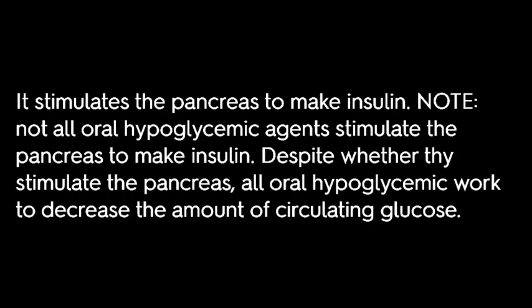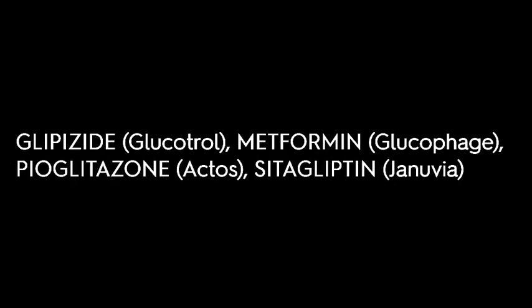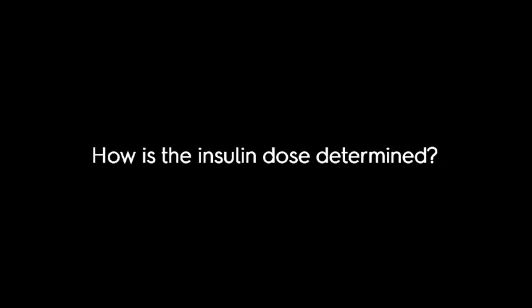Oral hypoglycemics: how do they work? They stimulate the pancreas to make insulin. Note, not all oral hypoglycemic agents stimulate the pancreas to make insulin. Despite whether they stimulate the pancreas, all oral hypoglycemics work to decrease the amount of circulating glucose. Type 2 common oral anti-diabetic agents: glipizide, metformin, pioglitazone, sitagliptin.